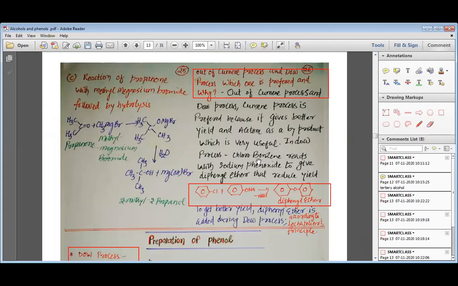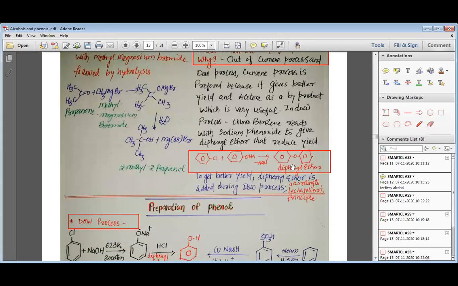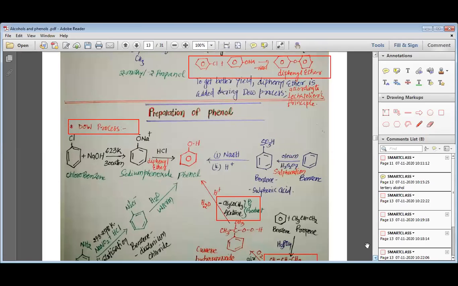In the Dow process, chlorobenzene reacts with sodium phenoxide to give diphenyl ether that reduces the yield. Reduces yield means less product is produced. And that is why initially we need to add diphenyl ether in the Dow process. So to get better yield, diphenyl ether is added during the Dow process. According to Le Chatelier's principle, the equilibrium moves towards chlorobenzene and more chlorobenzene is available for the preparation of phenol, and that is how the Dow process is less preferred and the cumene process is more preferred, because during the cumene process more amount of product is formed.